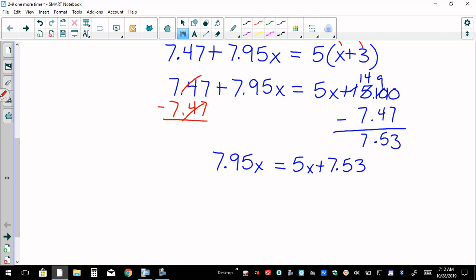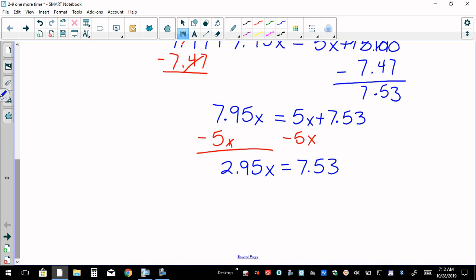Subtract 5x from both sides. 5x, and that's going to leave me with $2.95, or excuse me, 295x equals $7.53. We're getting down here now where we can do some isolating. We're going to divide that by $2.95. Whatever we do to the left, we have to do to the right.